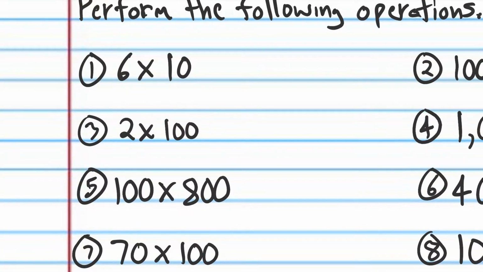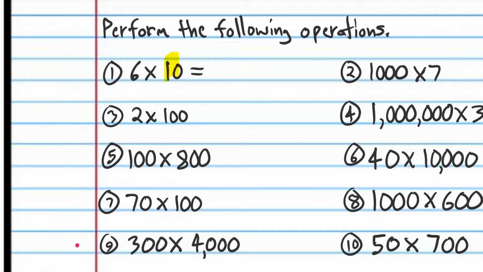6 times 10. 10 is a power of 10. Anything that has a 1 with a bunch of zeros is a power of 10. So these are all powers of 10. So that's what I mean when I say power of 10. We discussed that in a previous class. So 6 times 10, there's 1 zero on this power of 10, which means you just add 1 zero to 6, and that's your answer. We could write the math over here and use the normal algorithm, but we just don't need to.